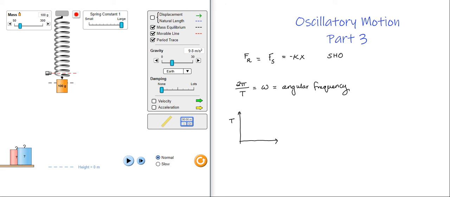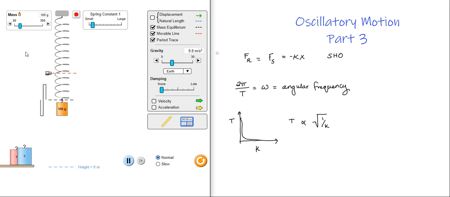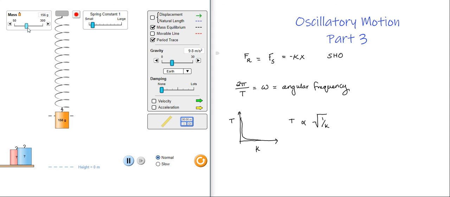Now, if we were to actually graph these two, we know that as the constant increases, the period decreases, and we'll see again a relationship: T is proportional to the square root of 1 over k. Okay, and that looks familiar from the last one. Now let's see how the mass might affect this motion. So we'll go ahead and we'll lower the spring constant just so it's easier to watch. Turn off this movable line, and I'm going to increase the mass.